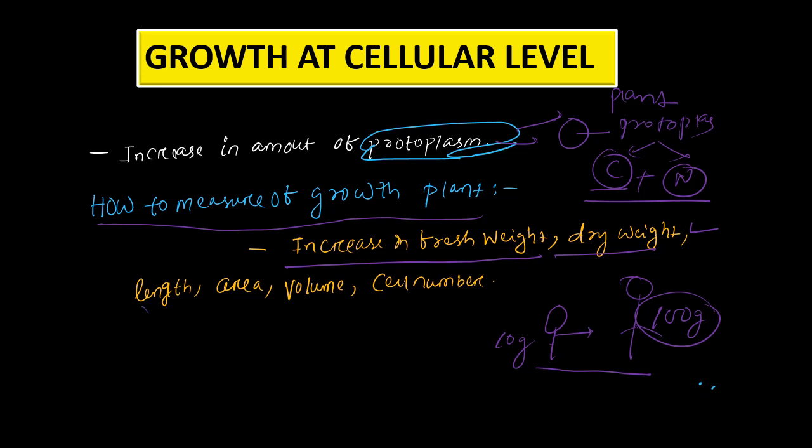Next is length, area, volume and cell number. If this is a plant root, it increases lengthwise, it increases area-wise, and the volume of the root also increases. The volume increases due to the cell number. If cells divide, then the plant also grows. So this is all about how we measure the growth of a plant at the cellular level.